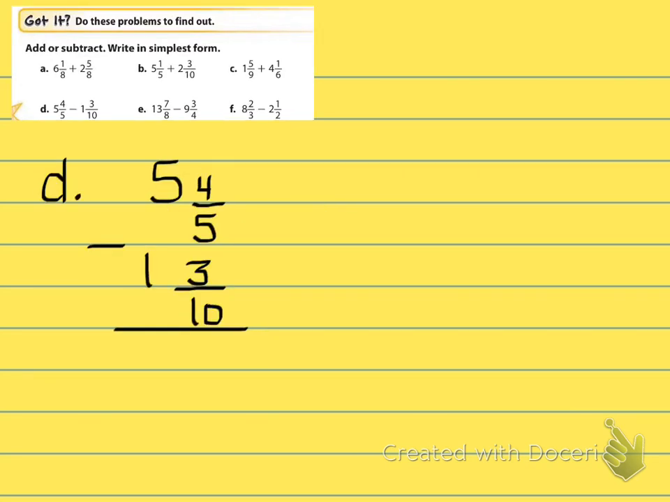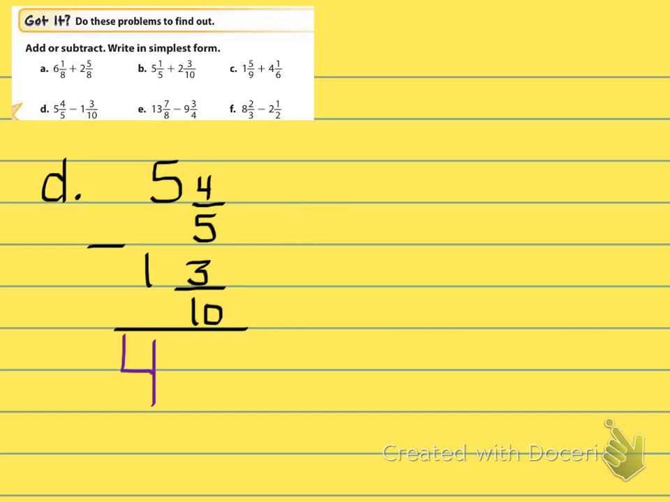For D, you have 5 and 4/5 minus 1 and 3/10. So you're going to go ahead and, again, 5 minus 1 is 4. Now, you just want to be careful because you may need to do the longer strategy where you have to rename it into an improper fraction. But first, we're going to try it. 5 minus 1 is 4, so we get 4 as our whole number. And then we can notice that our denominators are not the same, so we need to rename this fraction up here at the top.